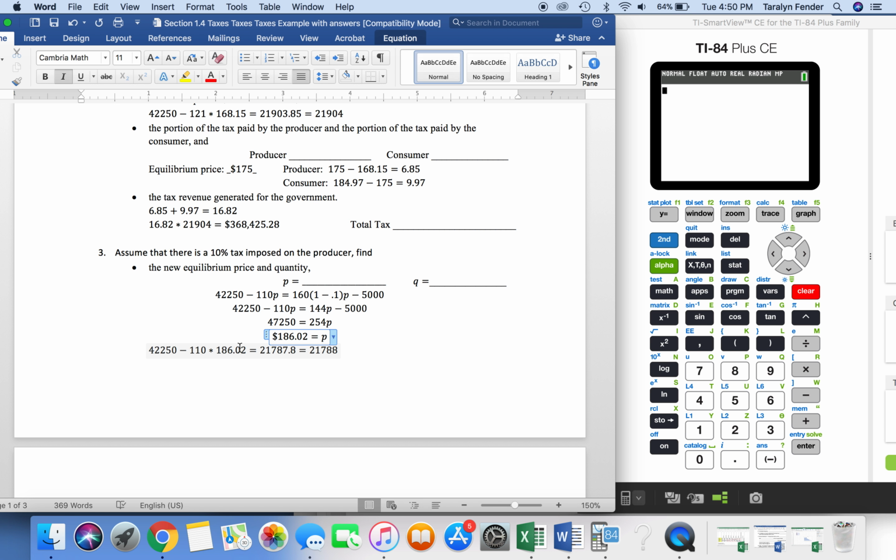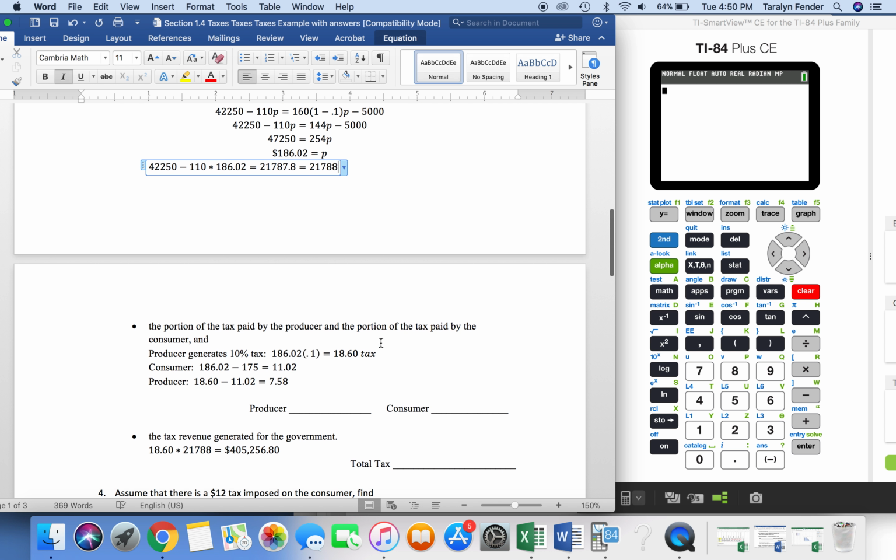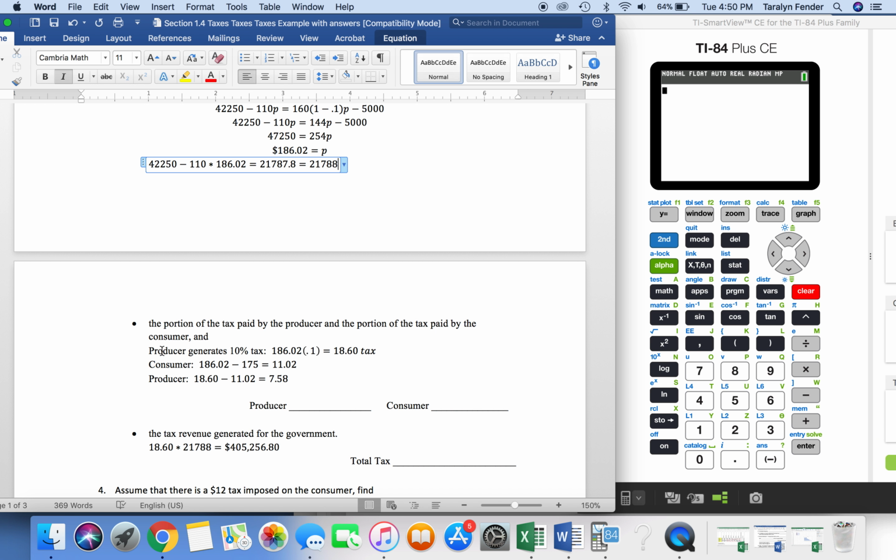We take that new equilibrium price into either one of these equations, it doesn't matter, and we see that our quantity is 21,718. The producer generates 10% tax on the $186.02, so we multiply it by 0.1, and that gives us $18.60 total tax per item that the government will get. So now we have to determine who pays what.